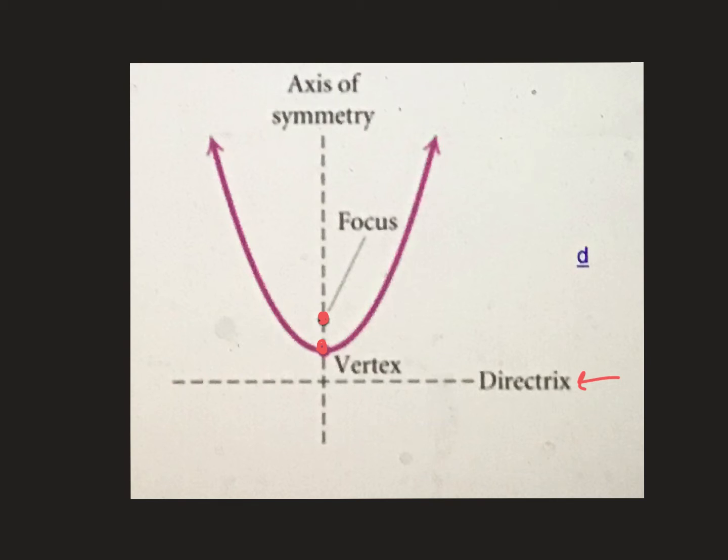Now, one big relationship to notice right off the bat. I'm going to say this over and over again. The vertex is halfway between the focus and the directrix. It's halfway between. Always halfway between. One more time. The vertex is halfway between the focus and directrix, if you didn't get that.